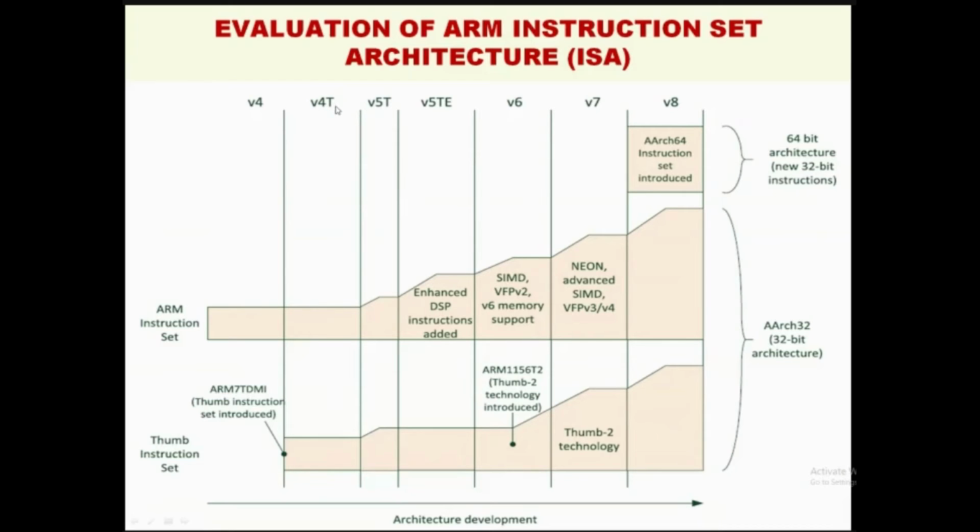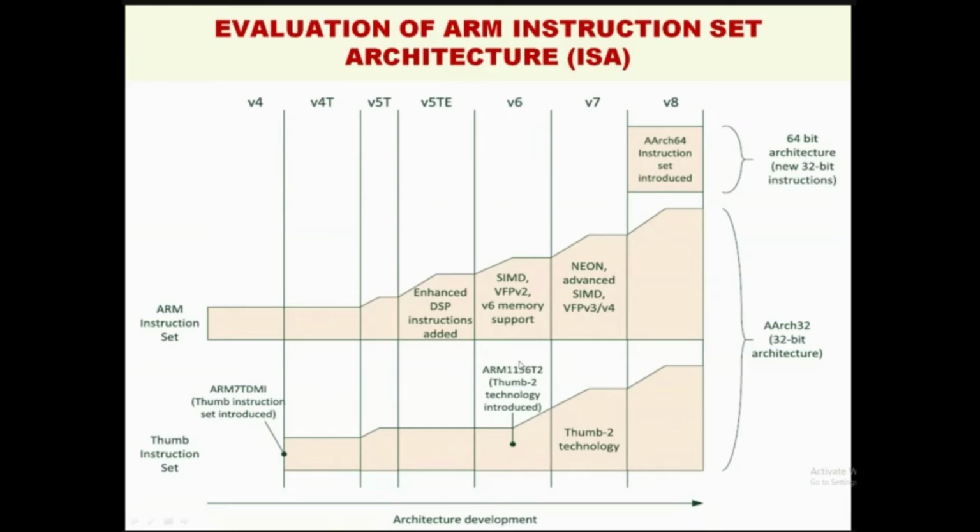So next, version 4 Thumb, version 5 Thumb has many more instructions, and version 5 Thumb extension has enhanced DSP instructions, and version 6 has floating point instructions as well as single instruction multiple data instructions, and version 7 will have advanced single instruction multiple data and floating point operations, and finally version 8 has many more instructions, which is clear. Similarly, the Thumb instruction was introduced in version 4, and in version 5 there were many more Thumb instructions. In version 5 there was the Thumb extension.